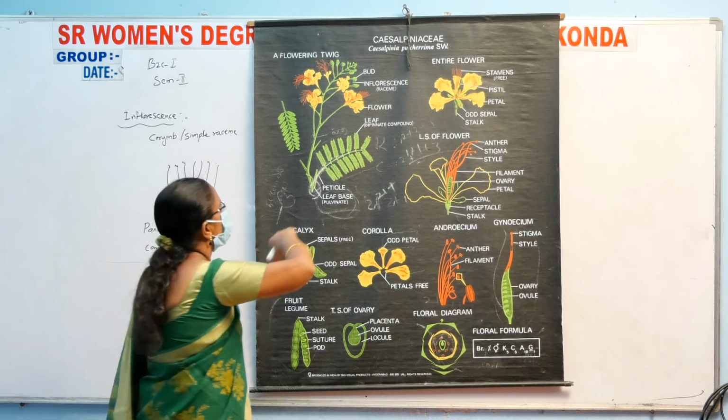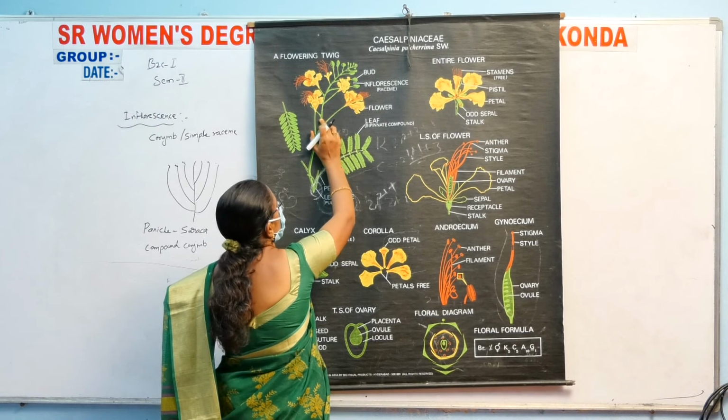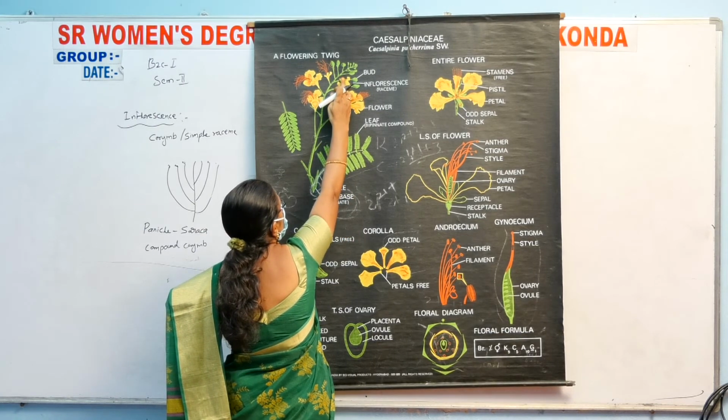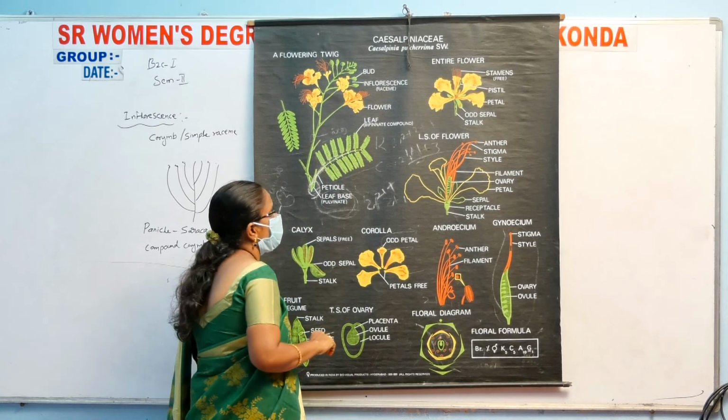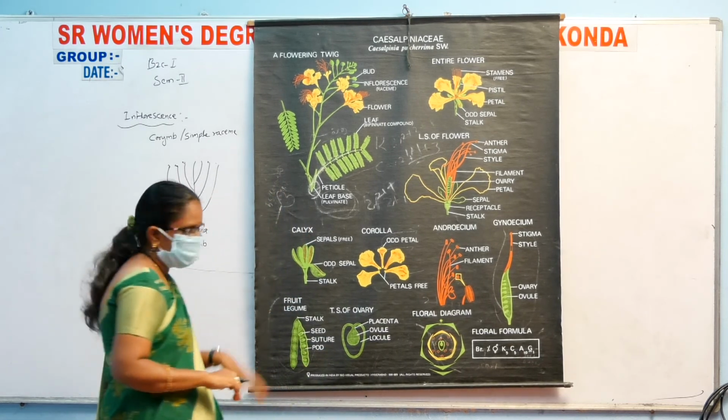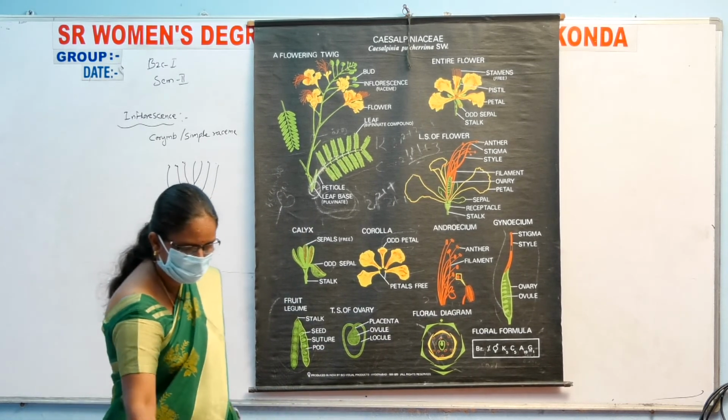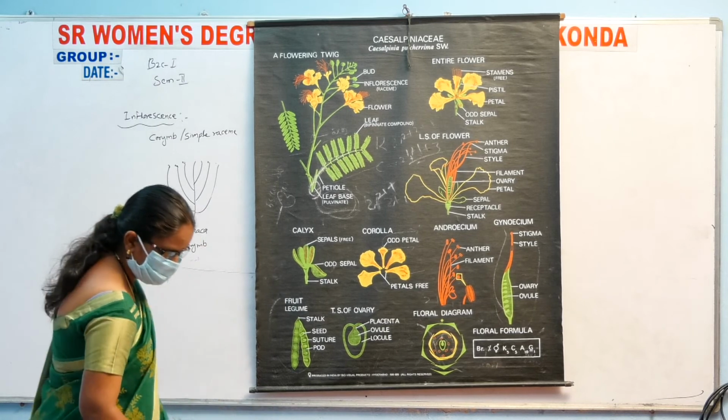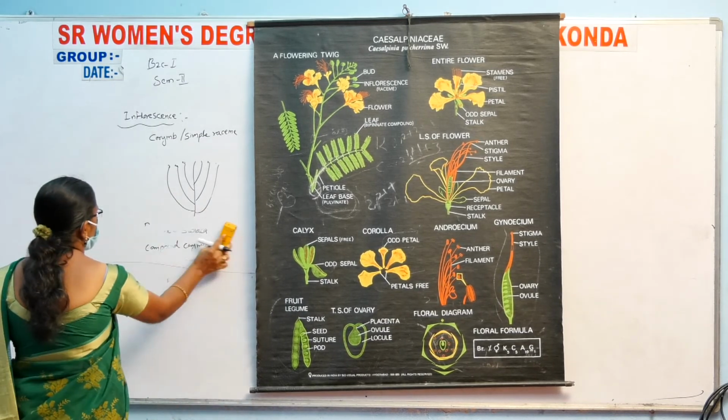Caesalpinia pulcherrima. These are the developed flowers. On the upper side, at the apex of the inflorescence, the buds and small flowers are present. And the next side heading is the flower.